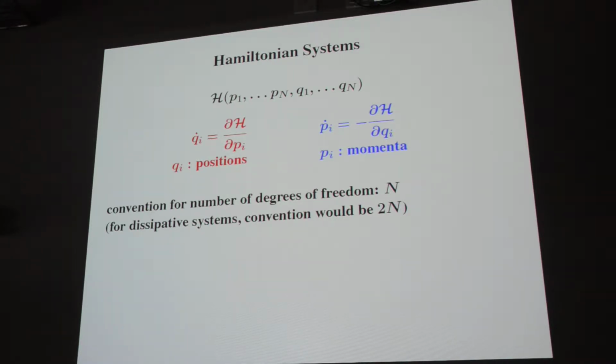So Hamiltonian systems use a different convention. We say that this system has n degrees of freedom, where in our normal convention that we learned, we would say this has 2n degrees of freedom because there are 2n variables. But here we say there are n. But you can see there, it's special. They're coupled. There's p's that go with q's.